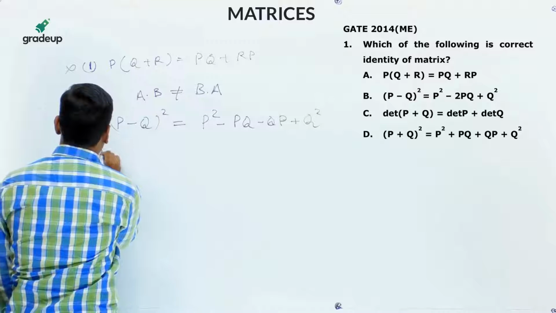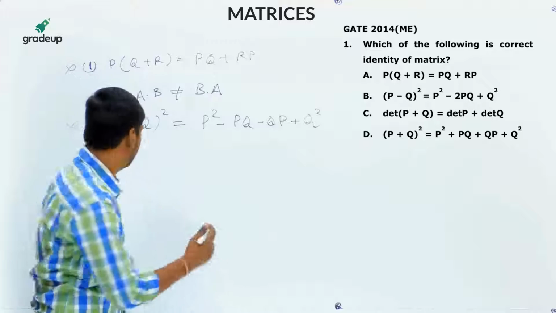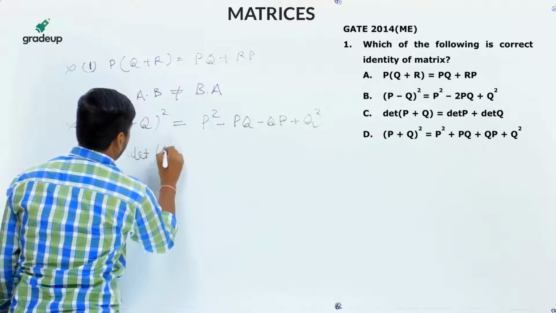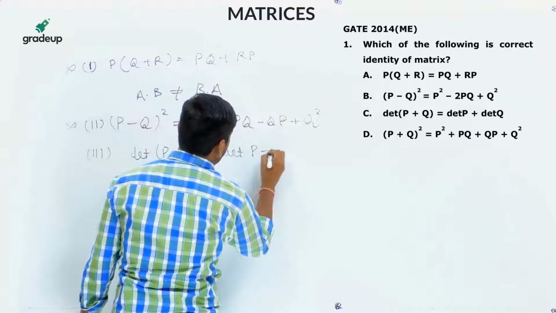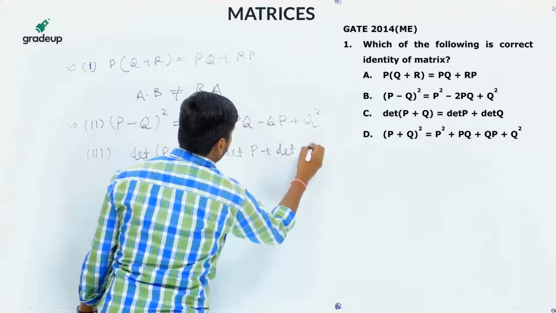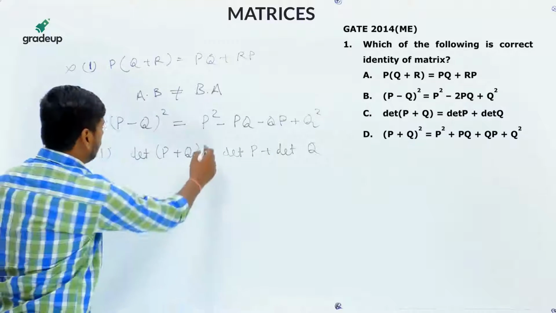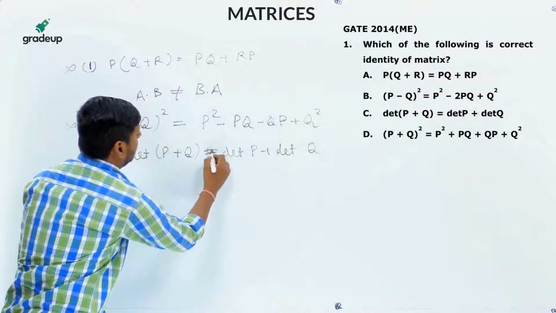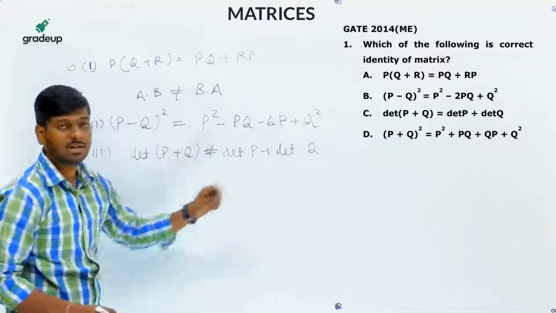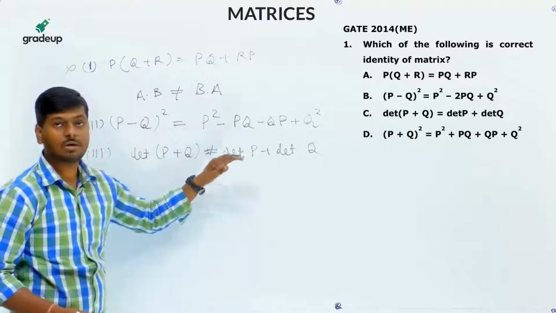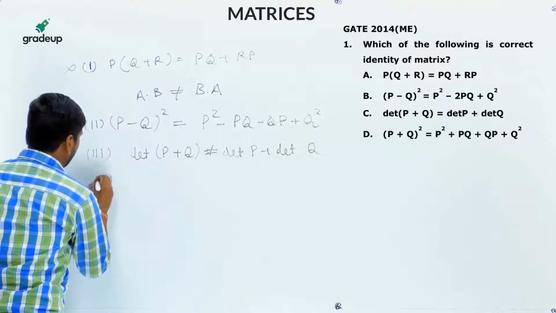Now we'll see the third option. The third option is determinant of P plus Q equals determinant of P plus determinant of Q. This is not true. Determinant is not a distributive property. I have told you transpose is a distributive property, but determinant is not a distributive property. So this option is also wrong.